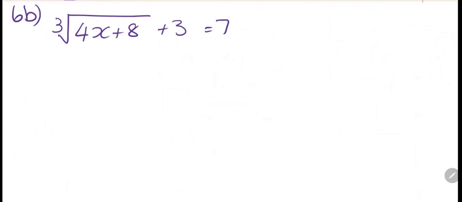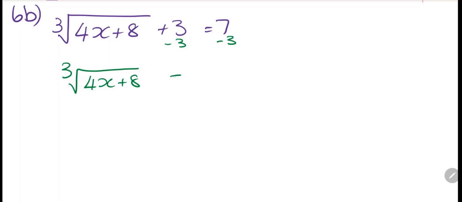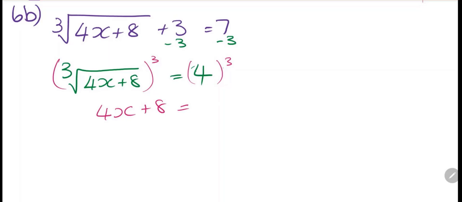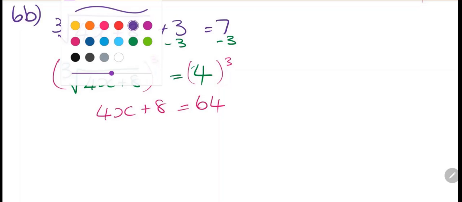Okay, so this question, the first thing we're going to do is minus 3 from both sides. So we just have the radical on one side. So we've got the cubed root of 4x plus 8, and this is going to be equal to 4. So I need to raise both of my sides. If I raise to the power 3, we will eliminate the radical sign. So this will just leave us with 4x plus 8. And 4 cubed is 64. And then we just rearrange and then we can solve.